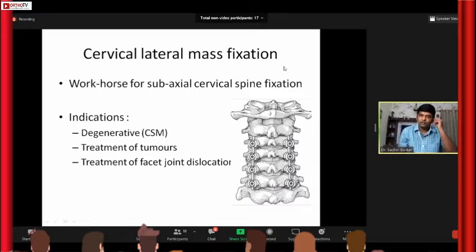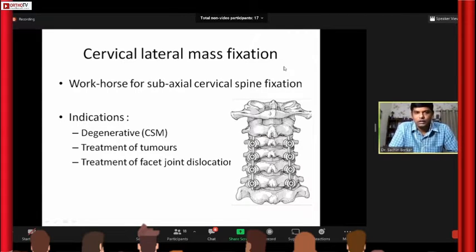So cervical lateral mass screw is definitely the workhorse for subaxial cervical spine fixation, and the most common indication is the degenerative multi-level cervical spondylotic myelopathies, as well as posterior compression by ligamentum flavum or an OPLL, which is multi-segmental. So we prefer to do a posterior approach, and in that, obviously, if fixation is required, then the lateral mass screw is the preferred choice.